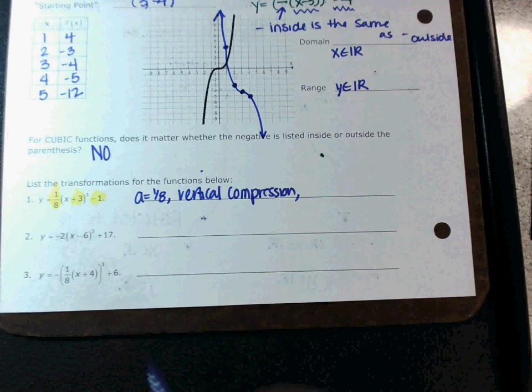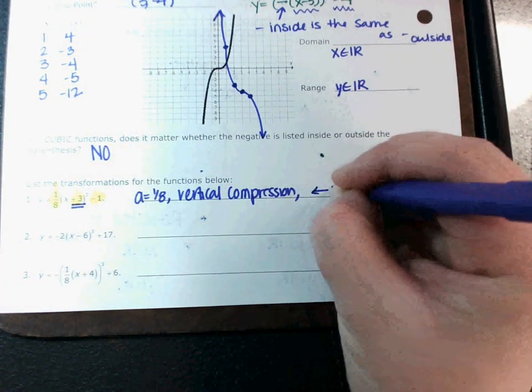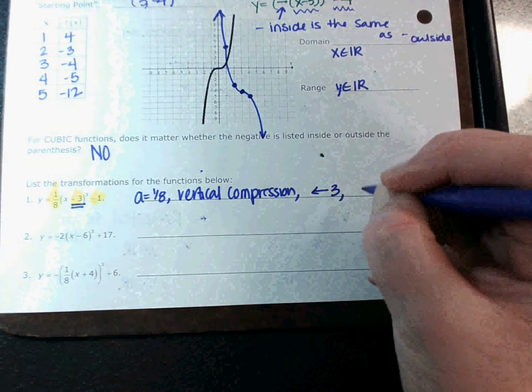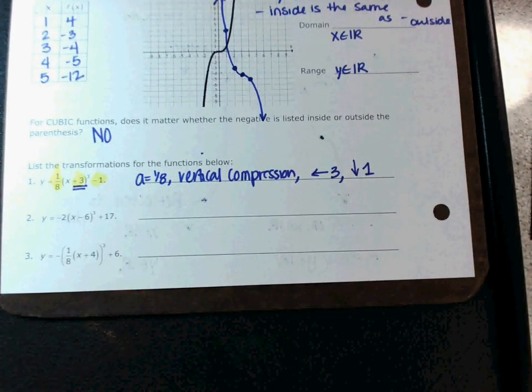Okay, then I have a +3 in the parentheses. Which way does that translate my graph, left or right? Okay, to the left 3. And then the -1 is going to shift my graph to go down 1. Good. Okay, take a look at number 2.